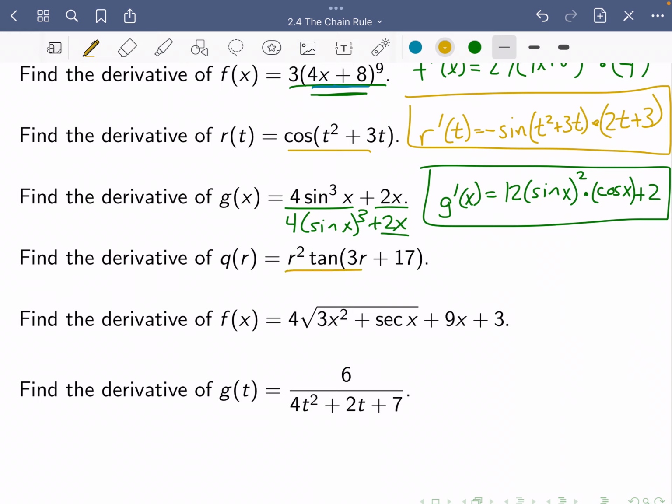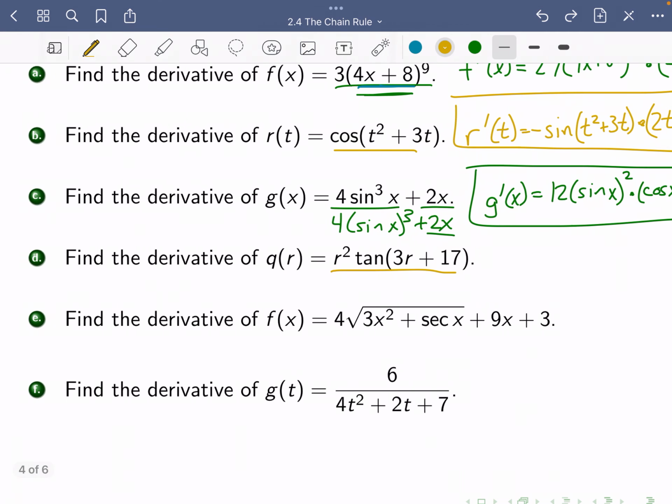All right, next up we have this function. So when we take our derivative here, actually we're going to need some space, so I'm going to write it down here. Why are we going to need space? This is r squared times tangent of (3r plus 17). Well, we need space because we have r squared times this other thing. So when we go through, we're going to have a product rule that happens. In addition to the product rule, we will have that chain rule that's going on.